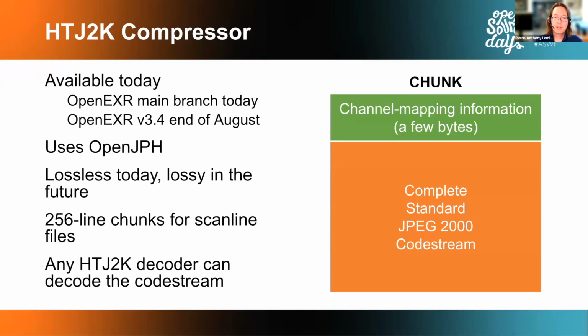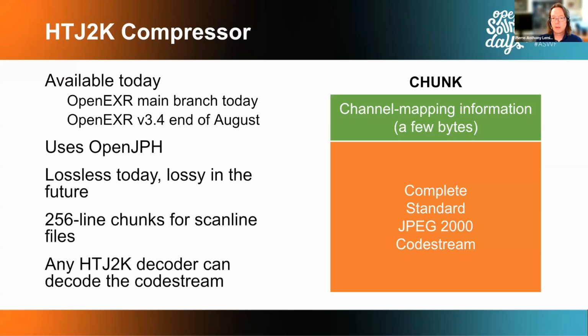The HTJ2K compressor is available on the OpenEXR main branch today, so you can experiment with it there. And the goal is to have it in the 3.4 release at the end of August. By default, it uses OpenJPH. Again, there are ways of plugging in your own implementation, but by default, it uses OpenJPH. Today, it's lossless only. I hope we'll talk a little bit about this: there's the option of making it lossy in the future.